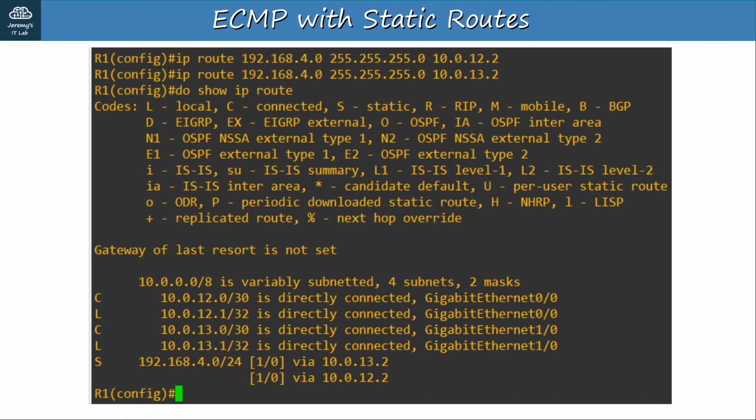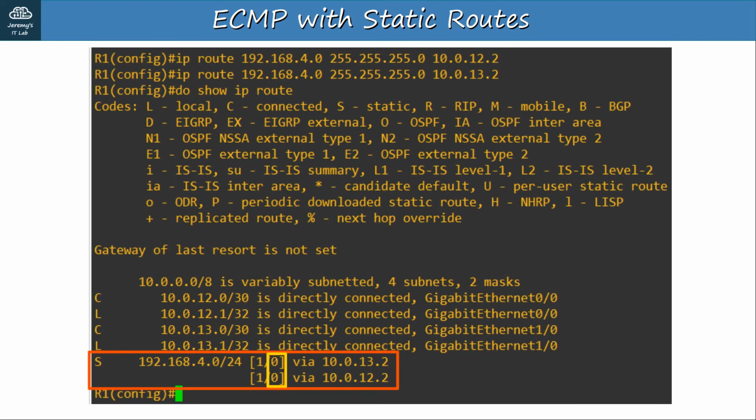Since I just showed you ECMP, equal cost multipath load balancing with a dynamic routing protocol, I just want to let you know that you can do the same with static routes as well. I disabled OSPF on R1, and then configured two static routes to 192.168.4.0, one via R2 and one via R3. Then, both are added to the routing table, and traffic will be load balanced over both routes.